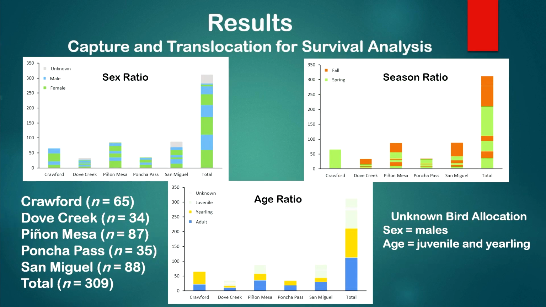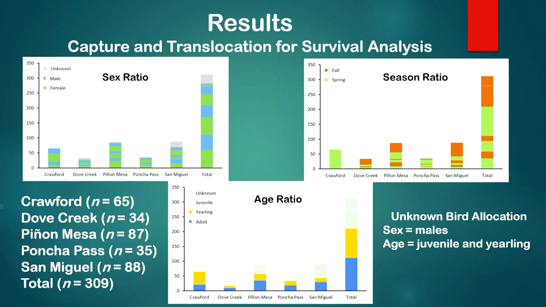Here are some results of the captures. It's the same figure, all three places, but just a little different data in each one. There were more birds translocated than 309, but in the survival analysis, we used 309 birds, and you can see the numbers that we translocated to each population.